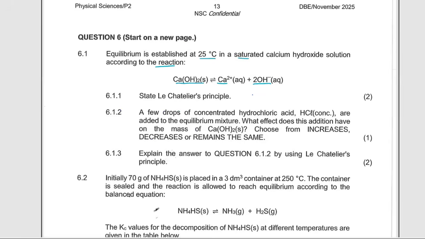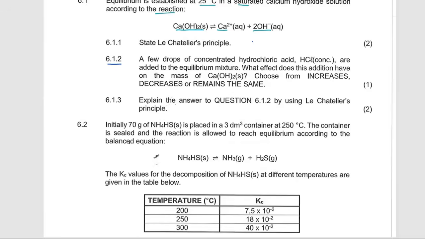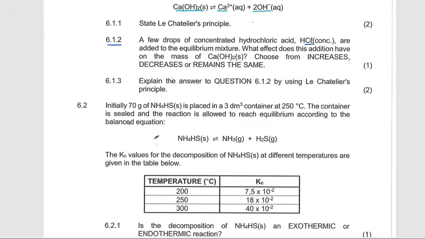Like that, okay. Now moving on to 6.1.2: a few drops of concentrated hydrochloric acid, HCl, are added to the equilibrium mixture. What effect does this addition have on the mass of calcium hydroxide solid? Choose from increase, decrease, or remain the same. Here I'm going to say decreases. We know that our HCl produces H+, which reacts with OH- to form H2O, thereby removing hydroxide from the equilibrium mixture.